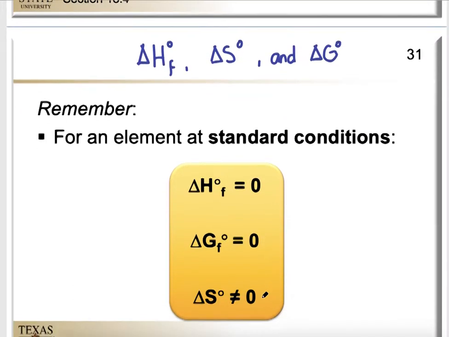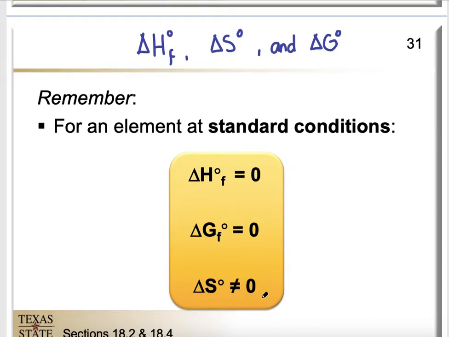So remember, for an element in its standard conditions, the delta H or enthalpy change of formation is equal to 0. And the reason for that is that enthalpy of formation represents the energy required to reach that state for that element. But the element is already formed, so it doesn't need to be formed. So you don't need any energy to reach the most thermodynamically stable form of that element because it's already that way.